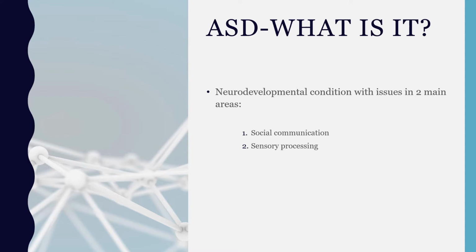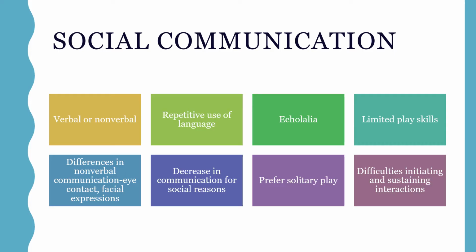So what exactly is autism spectrum disorder, otherwise shortened as ASD? It is a neurodevelopmental condition with issues in both of these areas, social communication and sensory processing. So let's look at these two in some more detail now. So let's talk first about social communication. In no particular order on this slide, these are some of the main indicators of a social communication impairment.